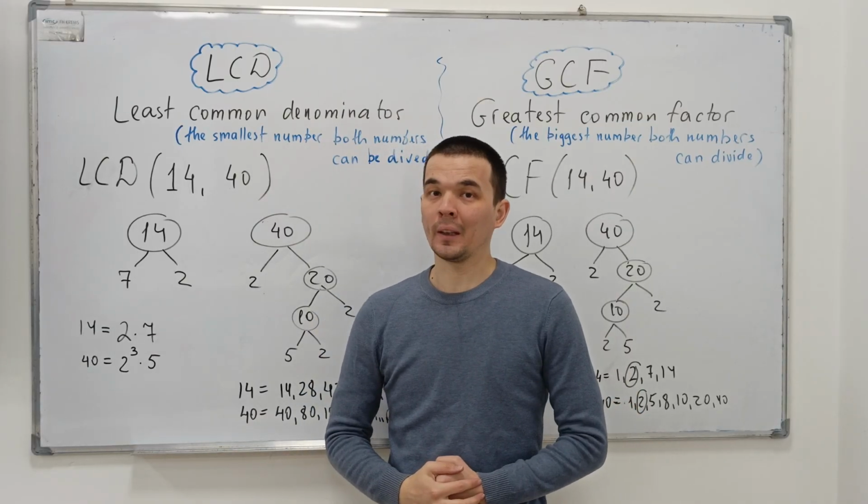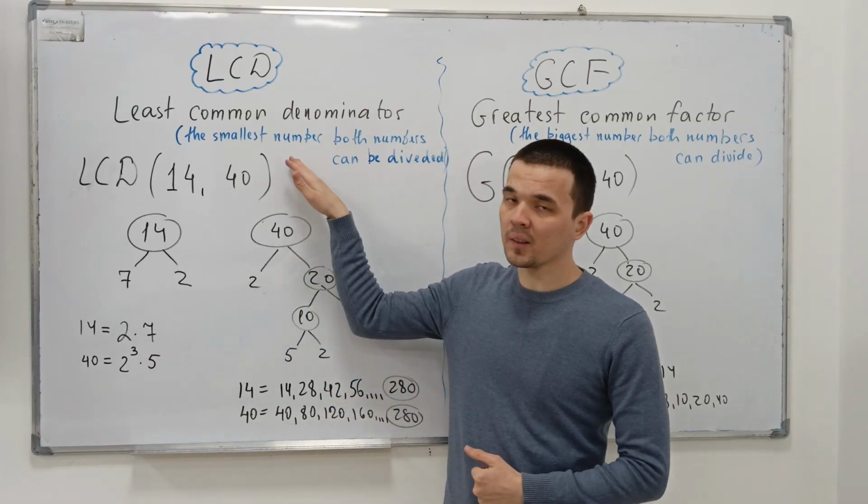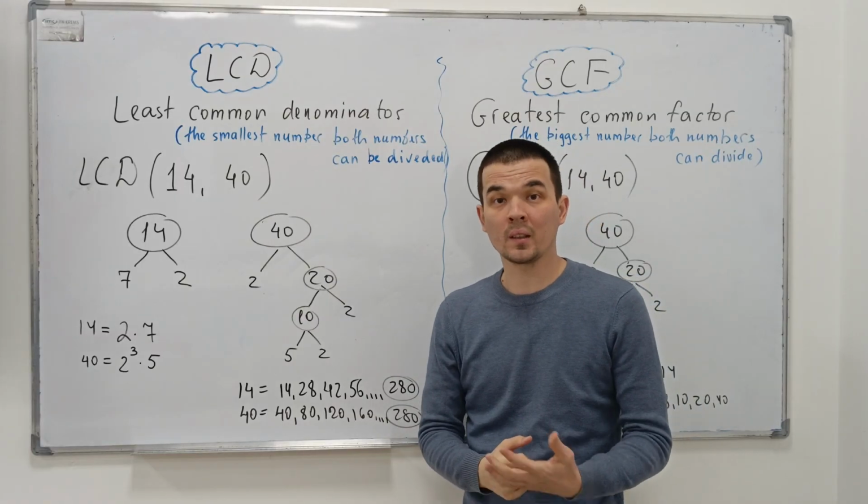Today I will explain the least common denominator and greatest common factor. What is the least common denominator, or LCD for short? LCD is the smallest number that both numbers can divide. What is that? Let me explain it with an example.